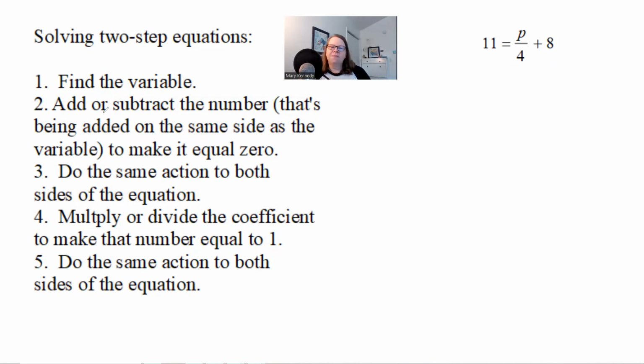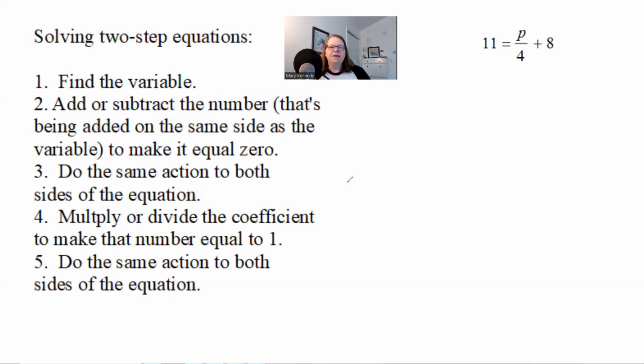So as we're doing that, we're going to add or subtract the number that's being added on the same side as the variable. So over here, think about it. It is the variable divided by 4 plus 8. So which one's being added or subtracted? It's not the 4. So we're not doing anything with that 4 initially. The plus 8 is what we're going to do something with because it's being added. If it had been minus 8, we would be doing something with that minus 8.